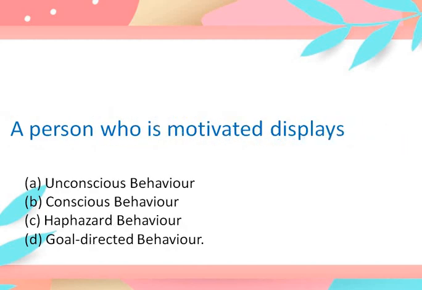A person who is motivated displays unconscious behavior, conscious behavior, haphazard behavior, goal-directed behavior. The correct answer is D. Goal-directed behavior. A person who is motivated displays goal-directed behavior.